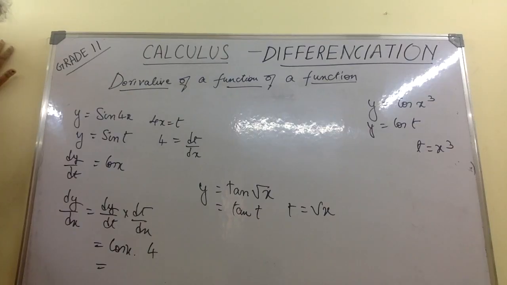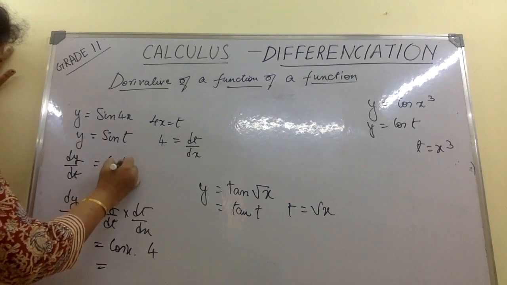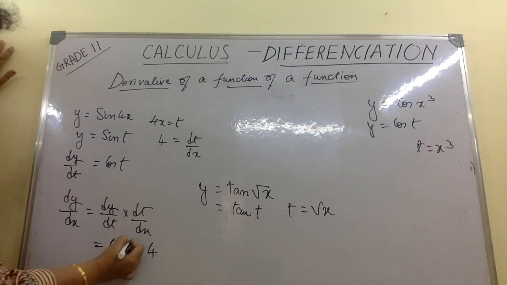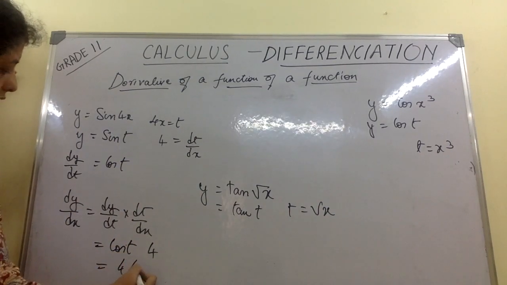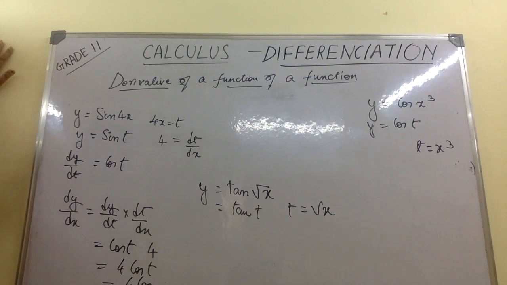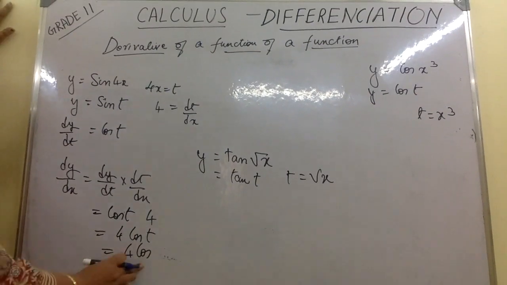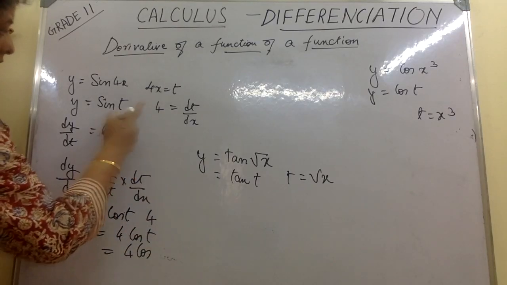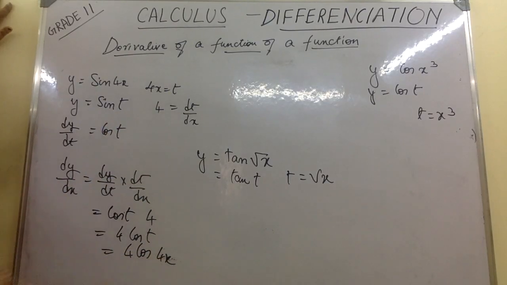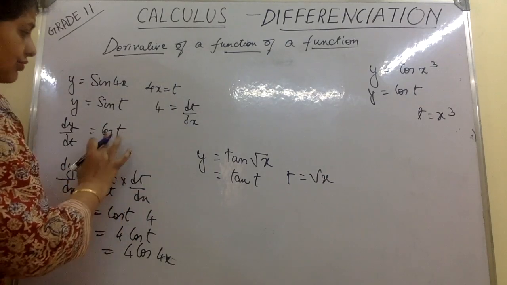So dy by dx is cos t, and then there is a 4. I'm sorry, it's a cos t. So 4 cos t, which is 4 cos 4x.